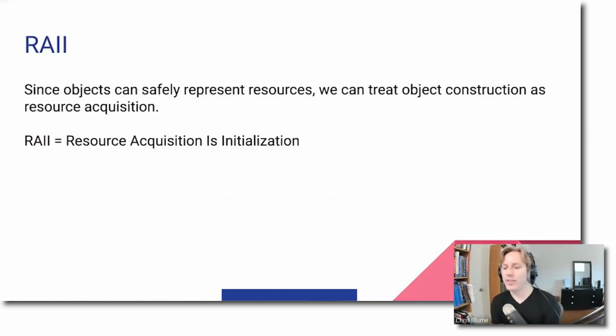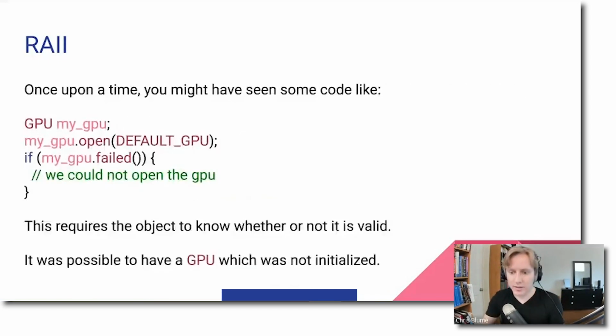RAII stands for Resource Acquisition Is Initialization. And to give a rough idea, this is old style C++. Don't write this code. But what we do is we'd have some resource, say a GPU. We allocate it in that first line, and then we call .open to actually initialize it. So for example, here, we're going to initialize it using the default GPU. Maybe some systems have multiple GPUs. And then we have to check if the initialization failed.